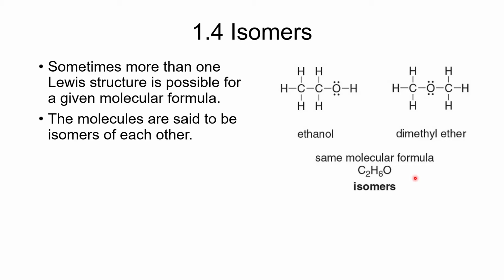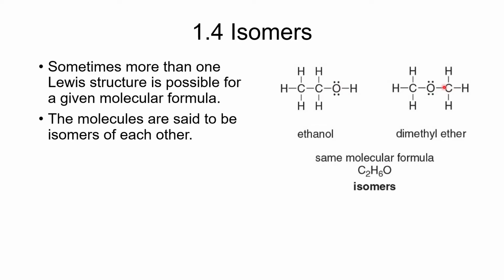The example I have given here is ethanol and dimethyl ether. These both follow the rules that we learned in the last section when drawing Lewis structures. But what's different here is the connectivity of the atoms. So we've got carbon, carbon, oxygen, whereas this one is carbon, oxygen, carbon.